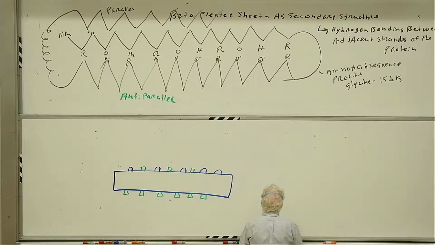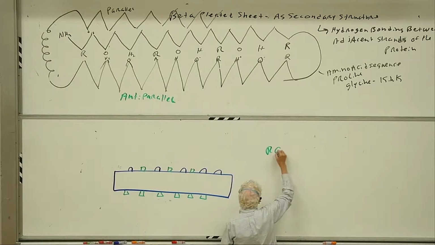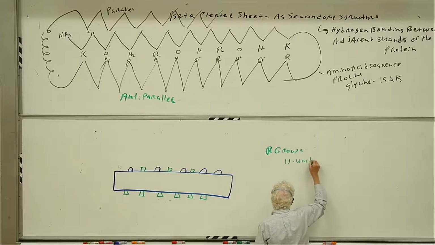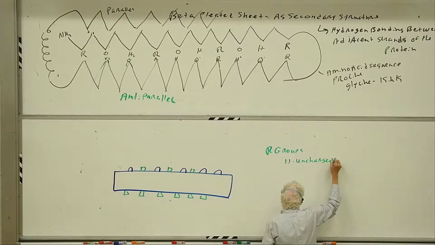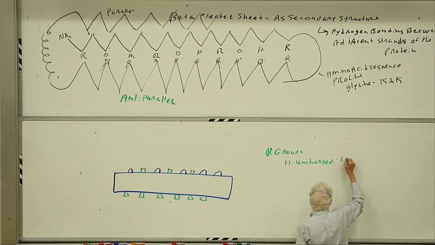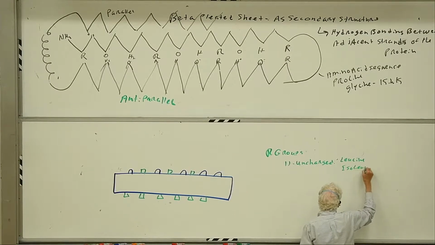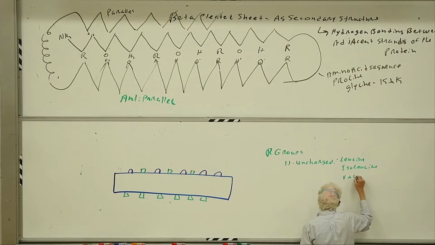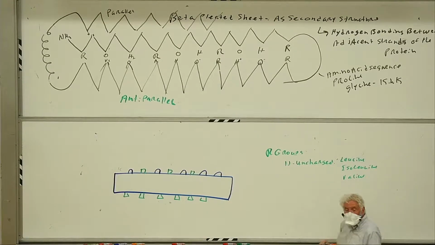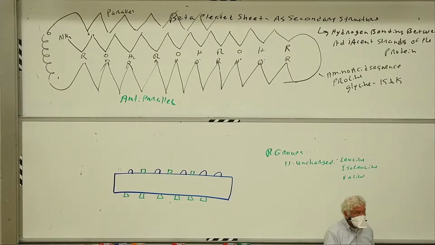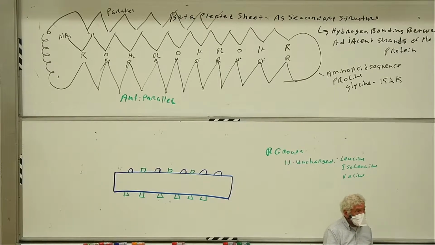Now remember, R groups come in three varieties. One is they can be uncharged. Examples of these will be leucine and isoleucine and valine and some others. Don't memorize those names, I don't care. But know that there are a subset of amino acids that are uncharged. They're neither polar nor charged.